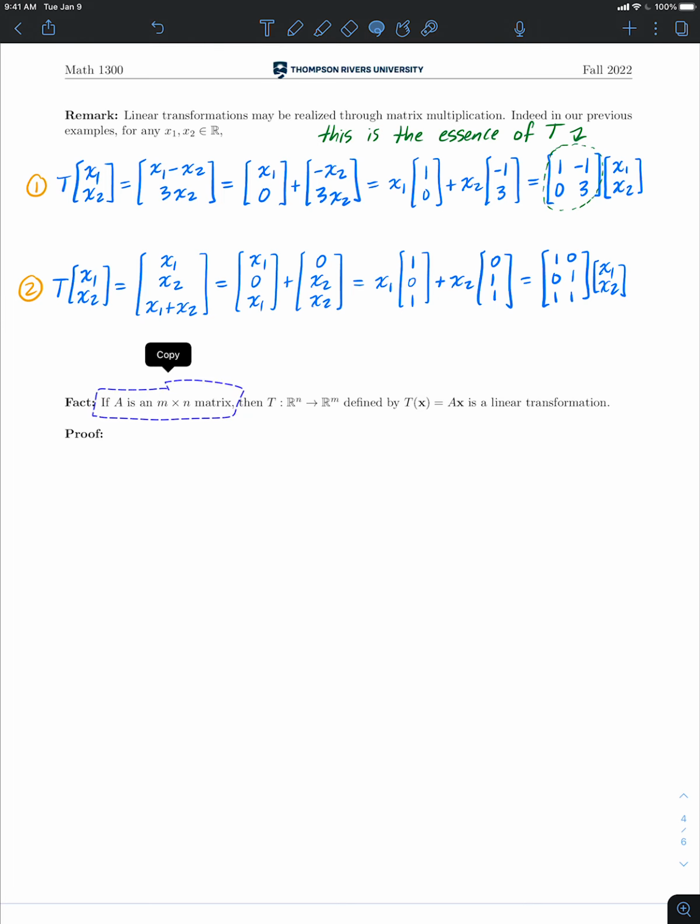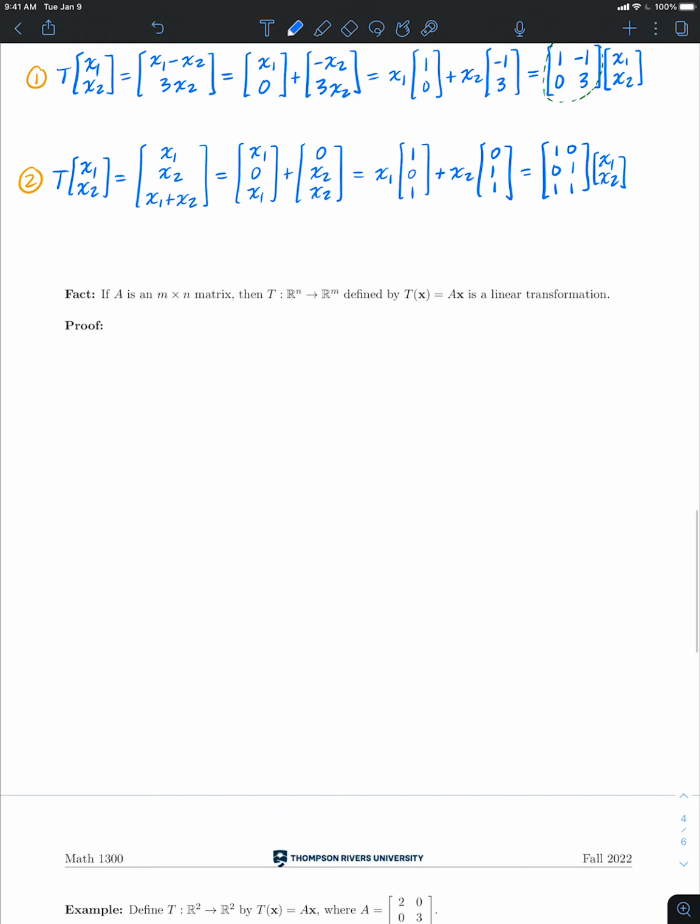You might be tempted to think that this is going to be even more work, but actually, it's funny. Sometimes the less detail you have, the simpler the proof gets, and I'll show you what I mean by that. How do you show something's a linear transformation? That's what we're asked to do, we're asked to prove this fact. Well, show that it satisfies the two conditions, right?